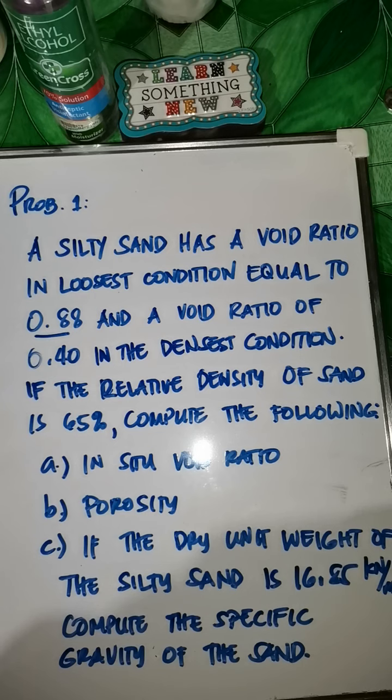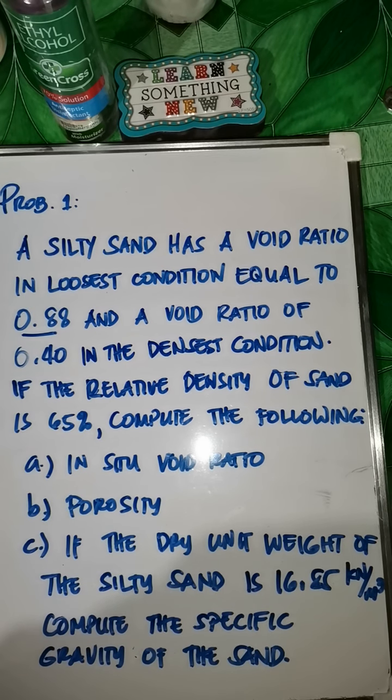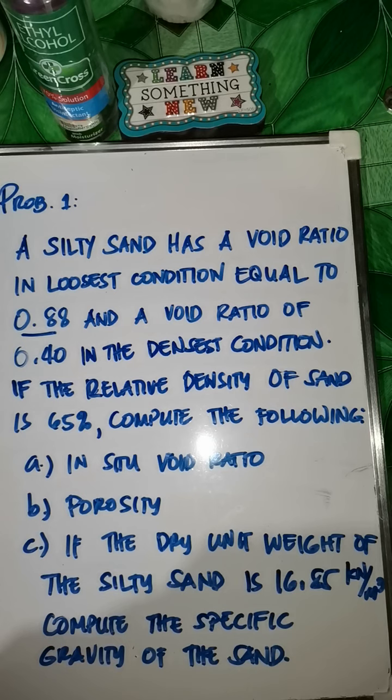Letter A, in situ void ratio. Letter B, porosity. And letter C, if the dry unit weight of the silty sand is 16.85 kilonewton per cubic meter, compute the specific gravity of the sand.